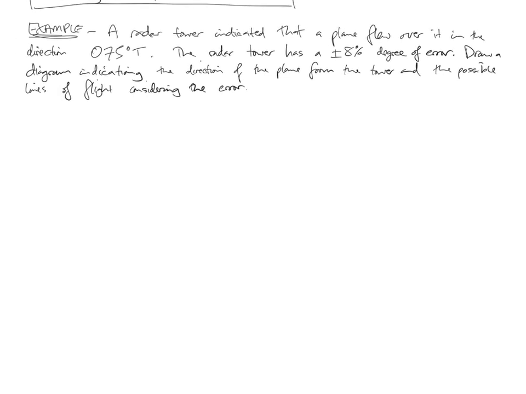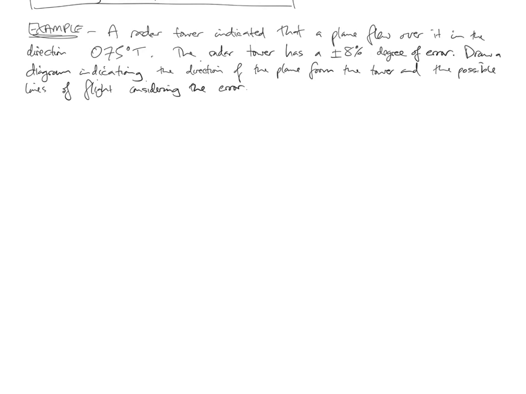Example: a radar tower indicated that a plane flew over it in the direction 075 degrees true. Don't worry about that true thing, that's just the same as the bearings that we've done. The true indicates that we're comparing it to true north. The radar tower has a plus or minus 8% degree of error. Draw a diagram indicating the direction of the plane from the tower and the possible lines of flight considering the error. So let's get started.